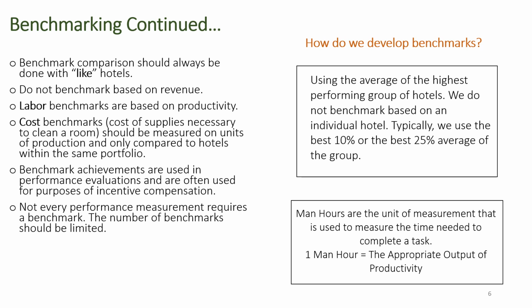Benchmarking should always be based on the units of production. For housekeeping, this would be the number of rooms the hotel has in inventory. If we used revenue as a benchmark, the data would be unreliable because each hotel prices themselves differently.